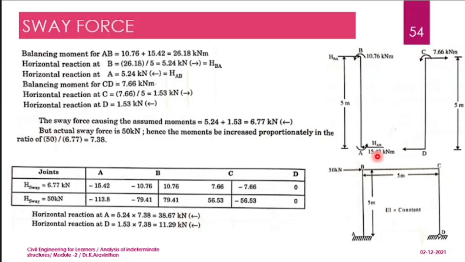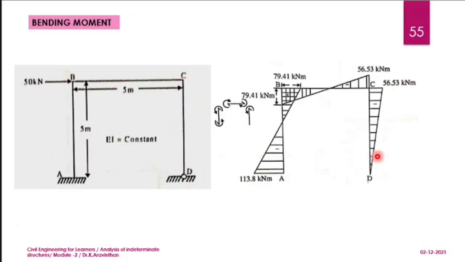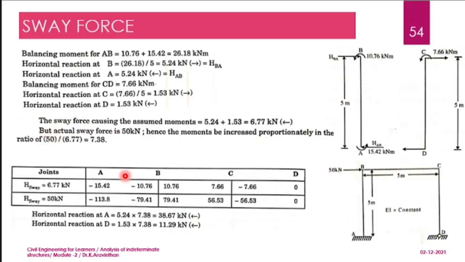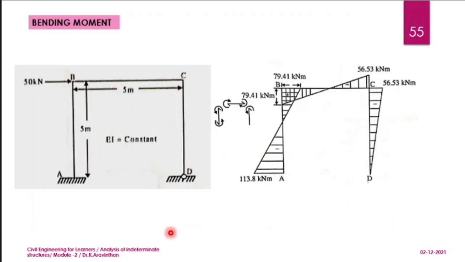By this process, you understood that if 50 kilonewton of force is being applied at this frame, HA might have a different reaction and HD might have a different reaction. Why? Because one end is fixed and the other end is hinged. So you found that the horizontal reaction at A is 38.67 and at D is 11.29. So what is your understanding here is, the fixed end carries larger horizontal reaction. If your end is hinged, you will be receiving much lesser horizontal reaction.